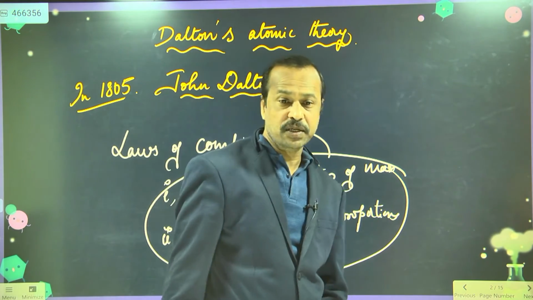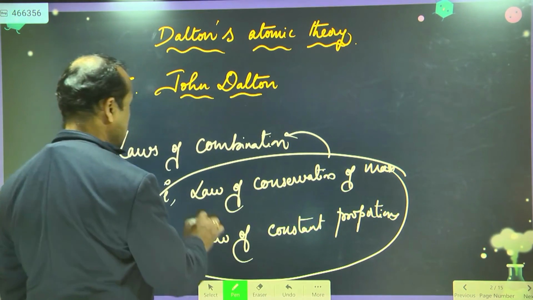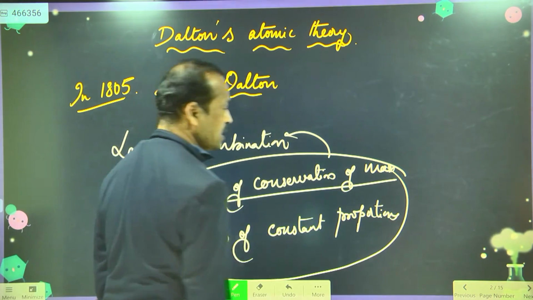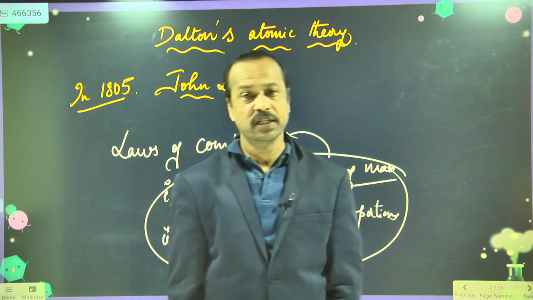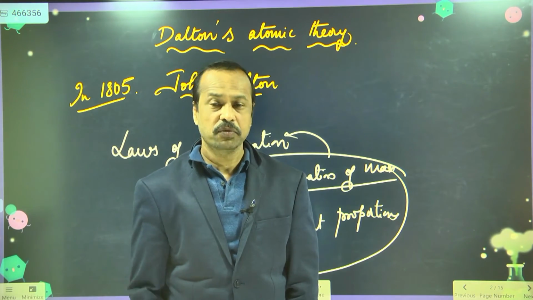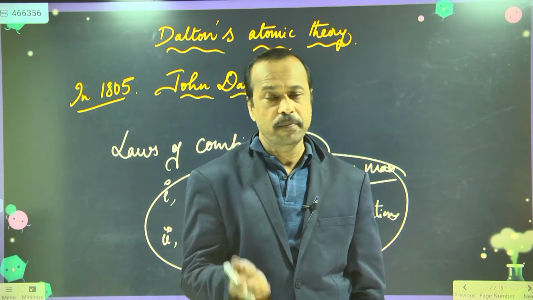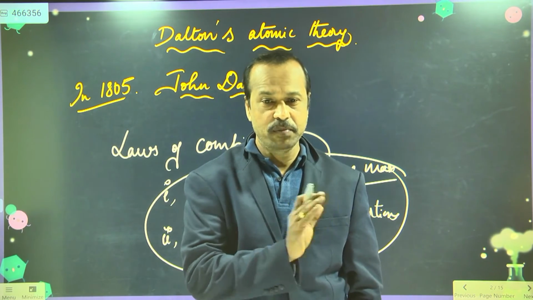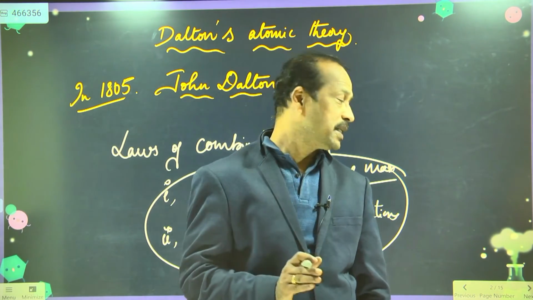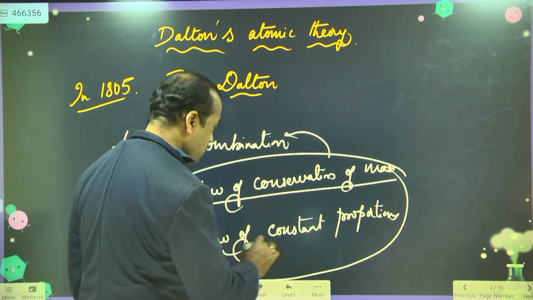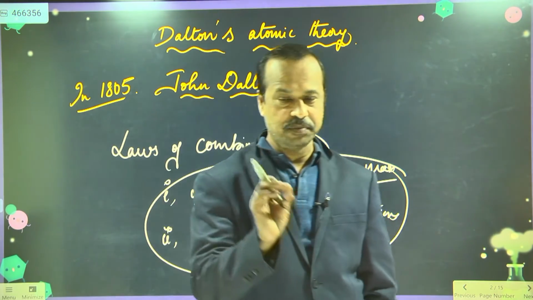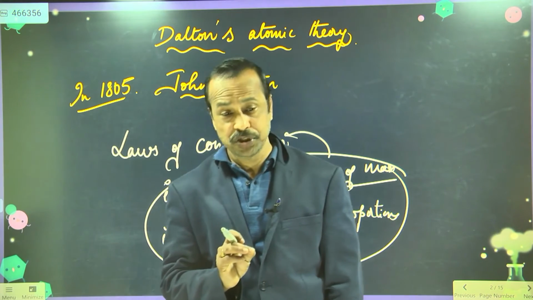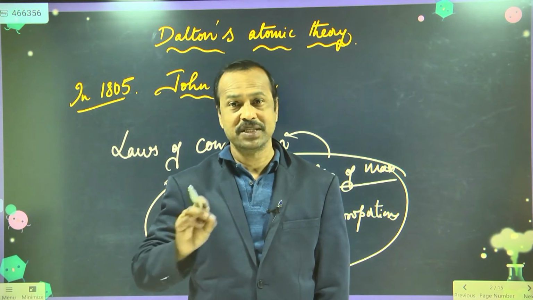Based on these laws of combination, the first law states that mass can neither be created nor destroyed during a chemical reaction. Whatever the mass of the reactants, the same mass will be that of the products. The second law states that for any compound or substance, the composition ratio remains constant.